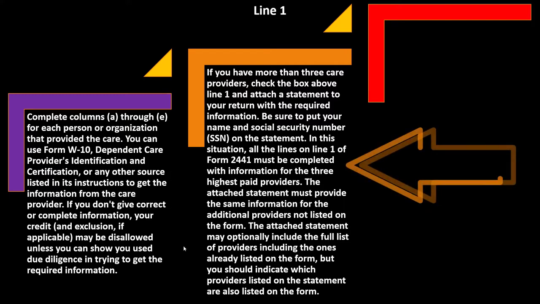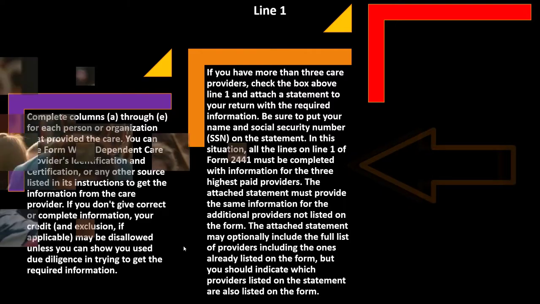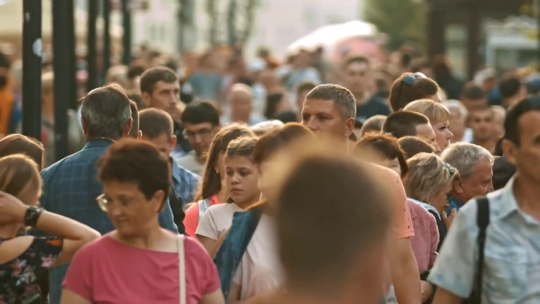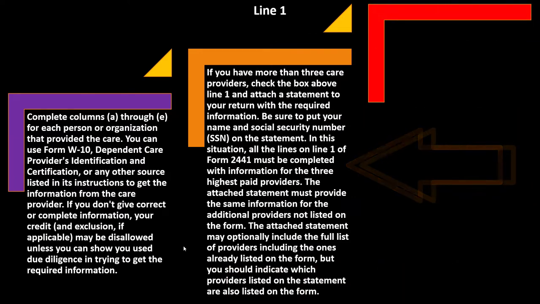So then we have, if you have more than three care providers, check the box above line one and attach a statement to your return with the required information. Be sure to put your name and Social Security number, the SSN, on the statement. In this situation, all the lines on line one of Form 2441 must be completed with information for the three highest paid providers. The attached statements must provide the same information for the additional providers not listed. So we might have multiple people that were paid. There's only three listed on the actual form. So the attached statement may optionally include the full list of providers, including the ones already listed on the form, but you should indicate which providers listed on the statement are also listed on the form.